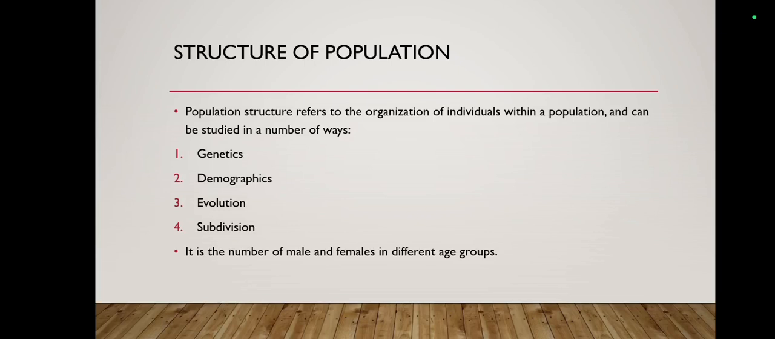Evolution. In evolutionary biology, population structure can refer to the extent to which individuals within a species share a common evolutionary and reproductive history. Subdivision. Population structure can also refer to the subdivision of a population into smaller populations, which are often called component populations.